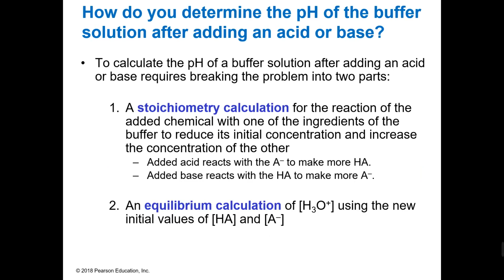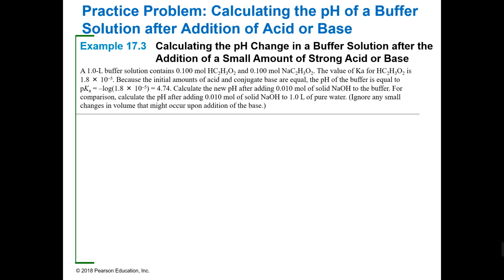So how do we determine the pH of a buffer solution after adding an acid or a base? Well, first we have to do some stoichiometry. That's number one. And then equilibrium calculation. That could mean Henderson-Hasselbalch, but again, you got to make sure the excess small approximation works. And equilibrium calculation just means ICE table. So let's take a look.